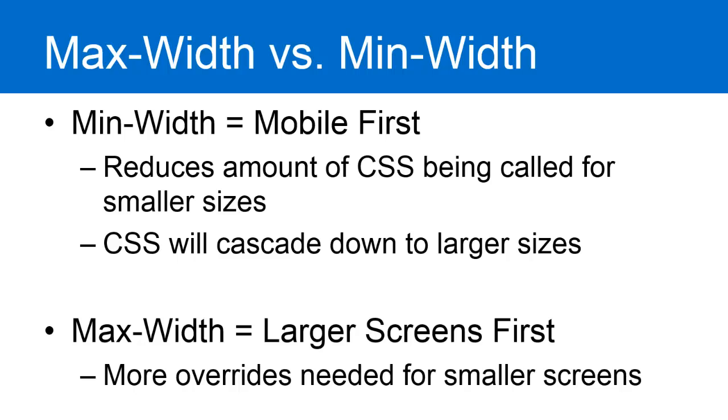The downfall to the max width is that when you get into the smaller screens, you're reading through all of the CSS that you have to override when you get down from the large one. So the benefit with a min width is you're reducing the amount of CSS that gets read for those quick mobile views. So the performance is a lot better.